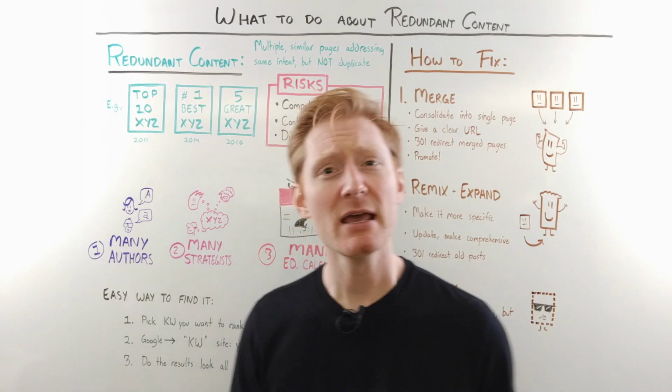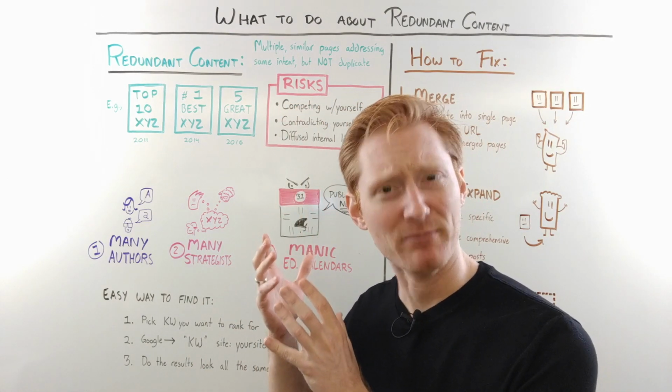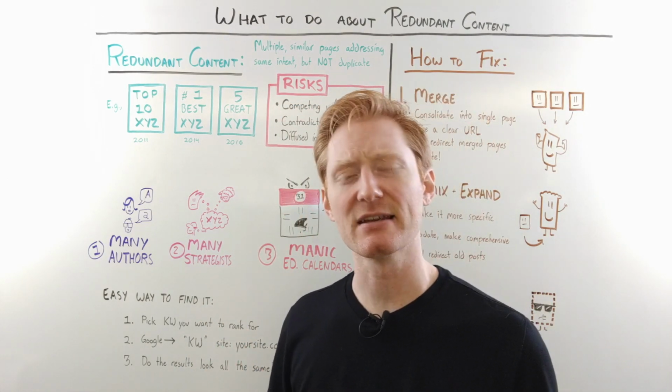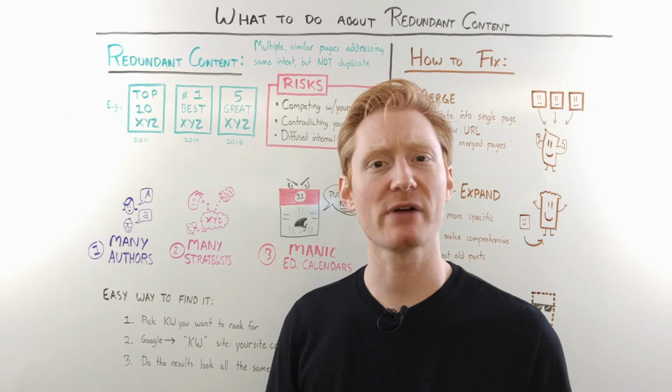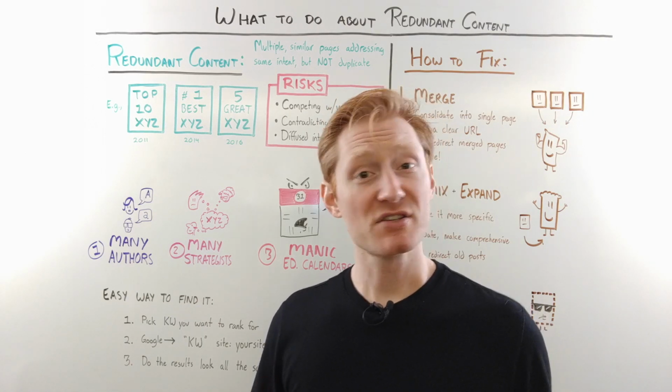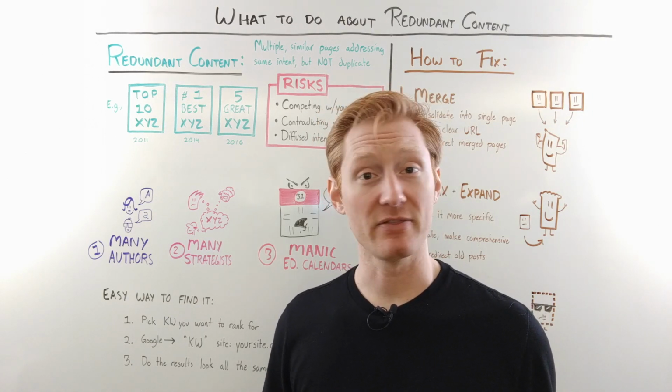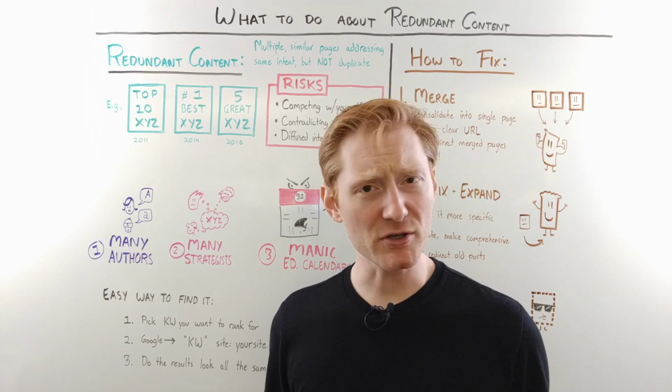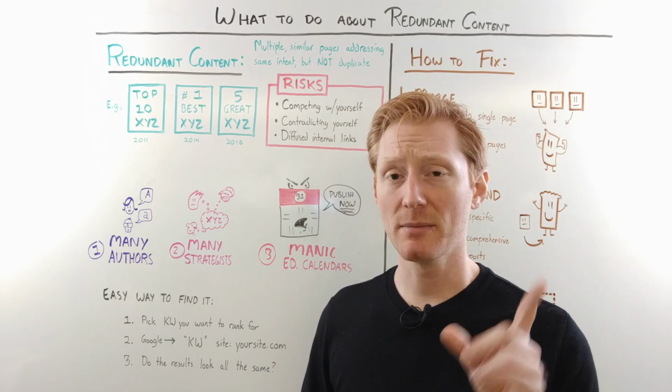Redundant content is what happens when you have multiple pages on your site that are trying to address the same intent. So although the words are unique and the content is very different, functionally it's all the same. Let me give you an example.